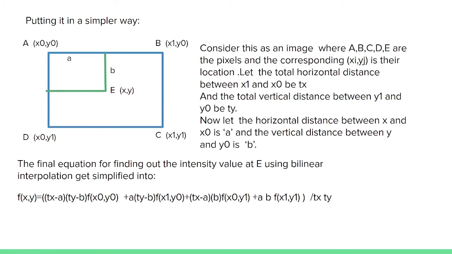And similarly for position x1, y0, the distance is Tx minus a and b. So over here the weight we are going to take is a and Ty minus b. Similarly, at position x0, y1, the distance is a and Ty minus b, so we are going to take the weights as Tx minus a and b. And in position x1, y1, the distance is Tx minus a into Ty minus b, and that is why we are going to take the complementary distance, which is a into b. And this is how bilinear interpolation is done. It is just the weighted average of its four nearest neighbors.